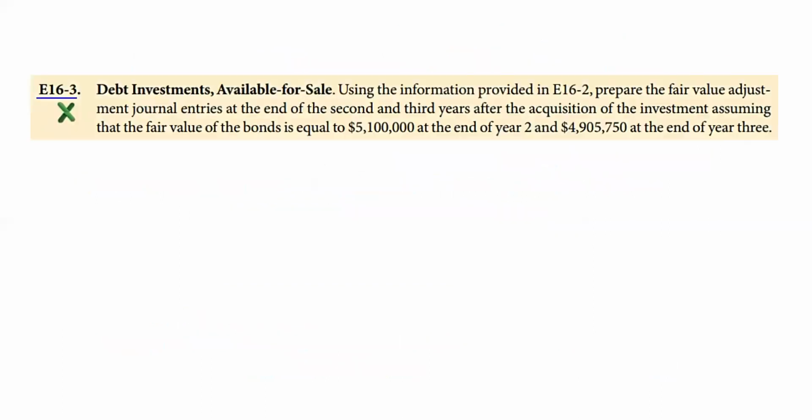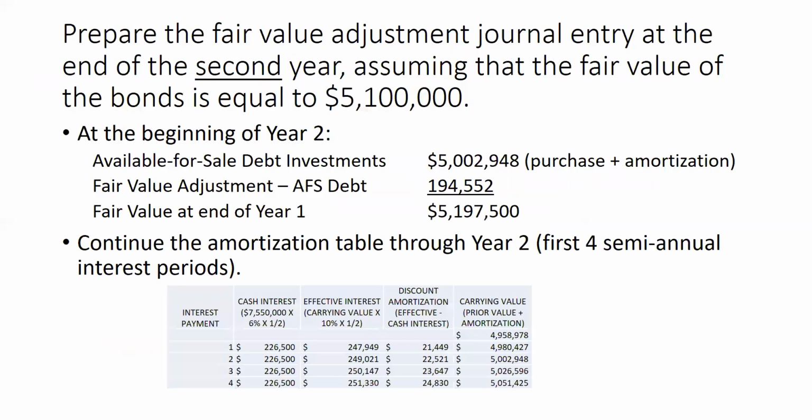Let's continue on to exercise 16.3, which is where people had more trouble. And it really isn't a lot more complicated. We're just adjusting the bonds for their fair value at the end of year 2 and year 3. All right, at the end of the second year, the value of the bonds is $5,100,000. So we need to figure out where we sit at the end of year 1. And you'll remember that it was at $5,197,500. That was the fair value at the end of year 1.